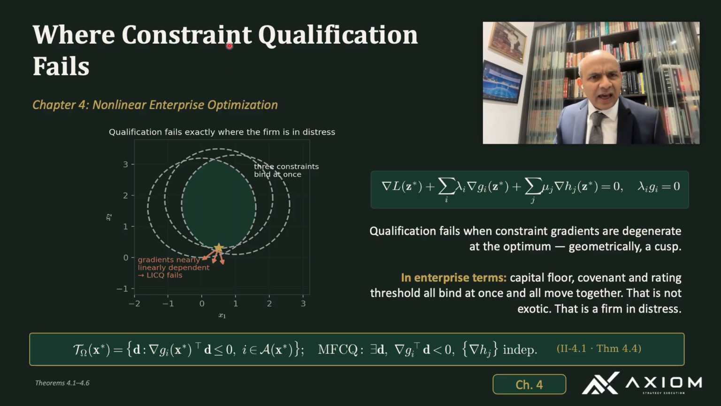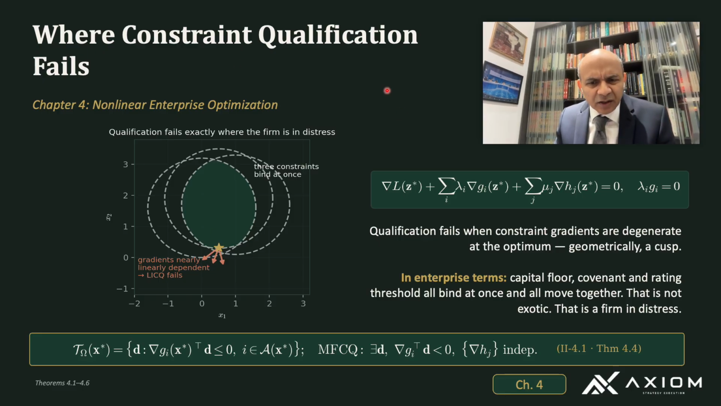So let's have a look at this chart. When several constraints bind simultaneously and their gradients become nearly linearly dependent, the linear independence constraint qualification, LICQ, can fail. Exactly the kind of degeneracy that often appears when a firm is under severe distress. You see a point like that, the gradient is nearly linearly dependent, and LICQ fails at this point.